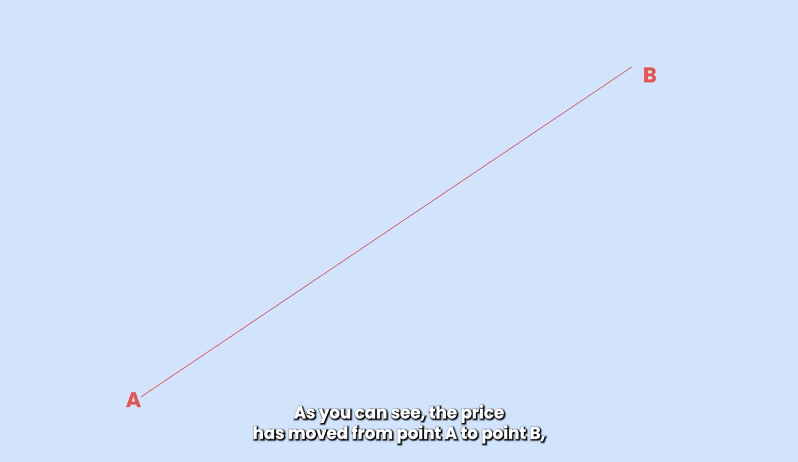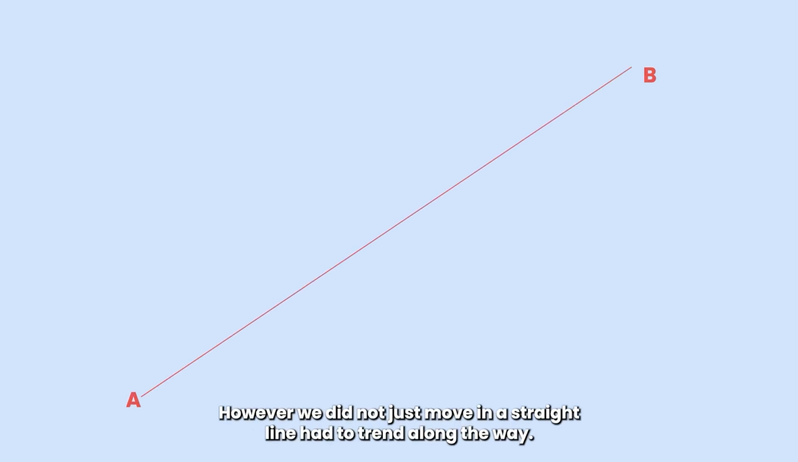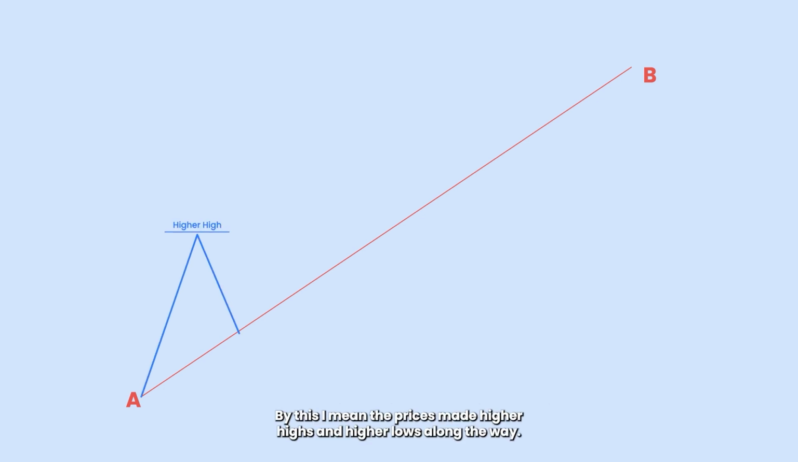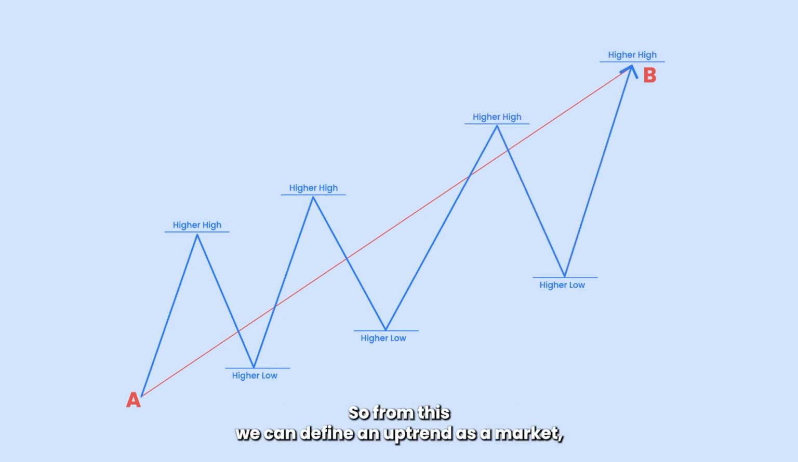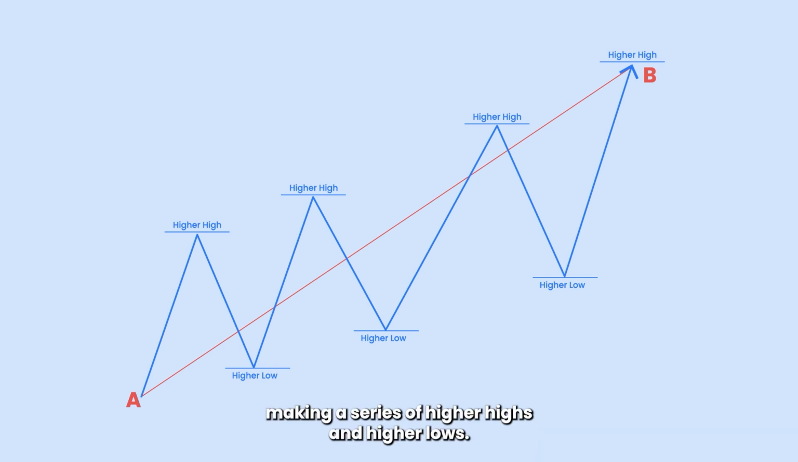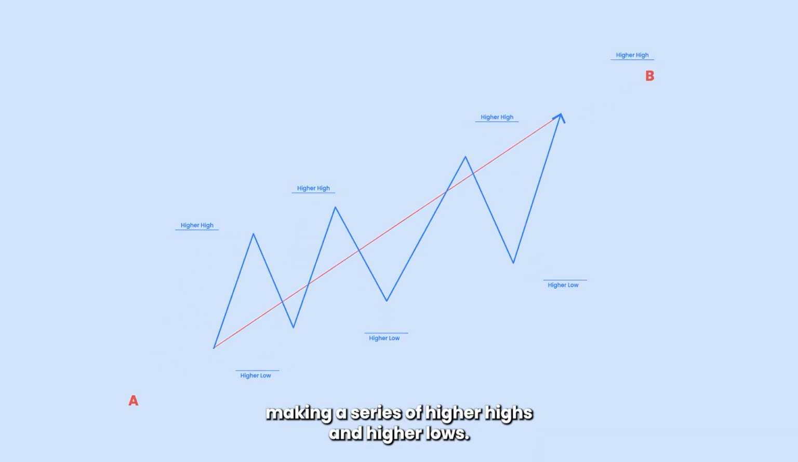Okay, let's have a look at some examples now. As you can see, the price has moved from point A to point B in this example. However, it did not just move in a straight line, it had to trend along the way. By this, I mean the price has made higher highs and higher lows along the way. So from this, we can define an uptrend as a market making a series of higher highs and higher lows.